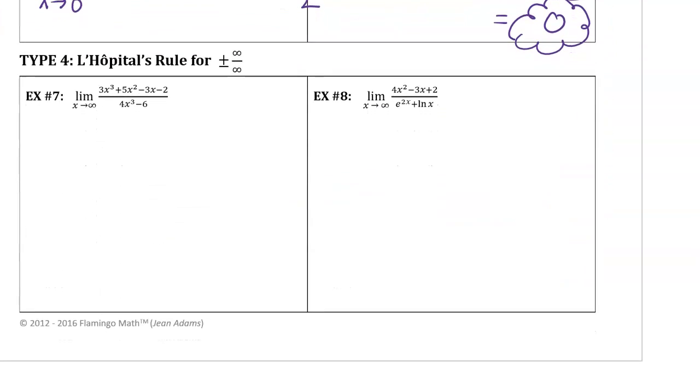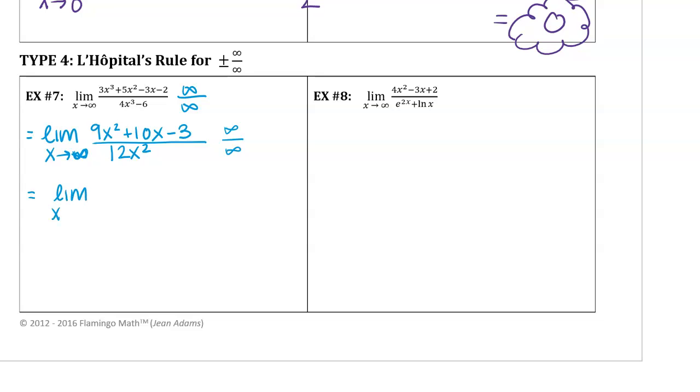Couple more. So if we evaluate top and bottom here at infinity, we get infinity over infinity, so we get to use L'Hopital. So the limit as x approaches infinity of 9x squared plus 10x minus 3 over 12x squared. That's still infinity over infinity. So let's do it again.